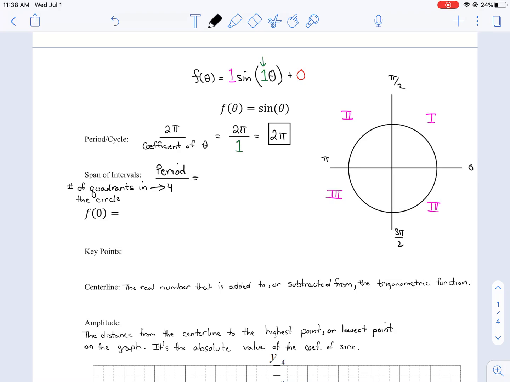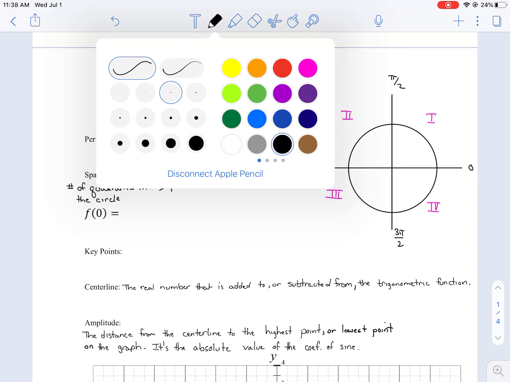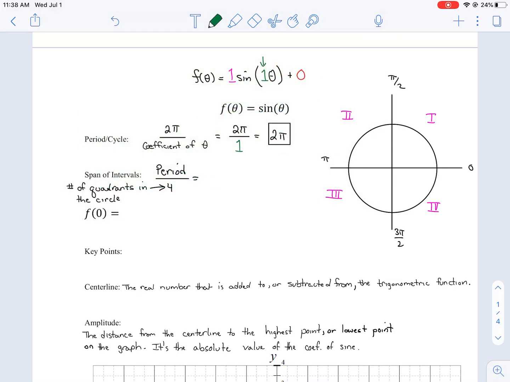Next, span of intervals. So when we graph sine theta, we're going to graph sine theta in intervals. And we want to know what the length of these intervals are. Or we want to know what the span of the intervals are. So I'm going to go over here to the right. And there is a unit circle.